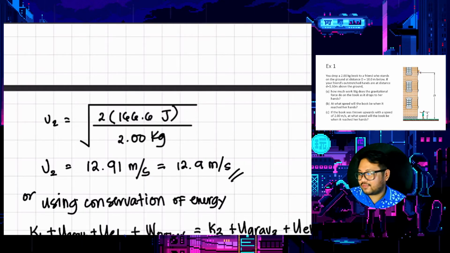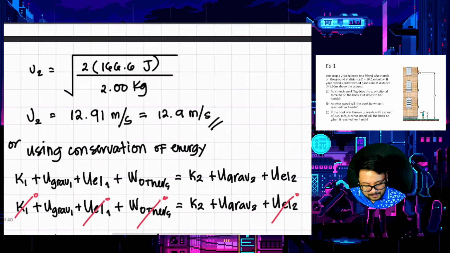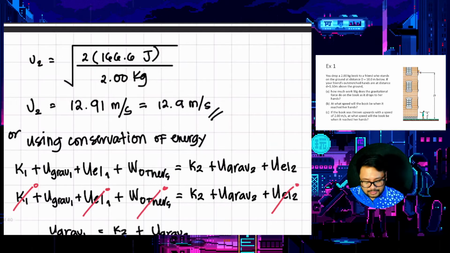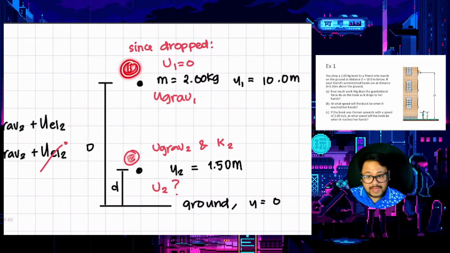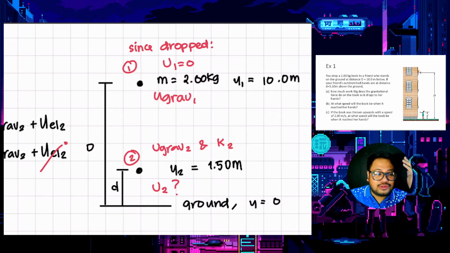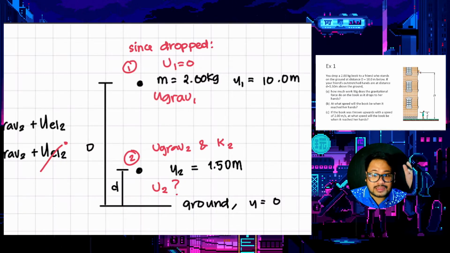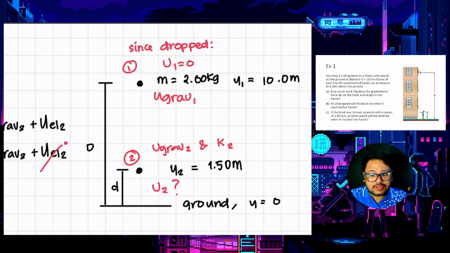Okay? And then for letter C, by the way, for letter B also, we could solve it using conservation of energy. I have another method if you want. So you have there the initial point and then the final point. You have point 1, the initial, and then point 2, the final. At the initial point, since it is just being dropped, you don't have kinetic energy. You only have gravitational potential energy at that point. And then as it falls, that gravitational potential energy is decreasing and is being converted into kinetic energy.